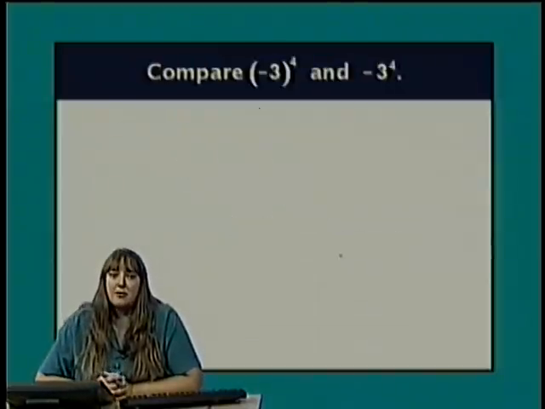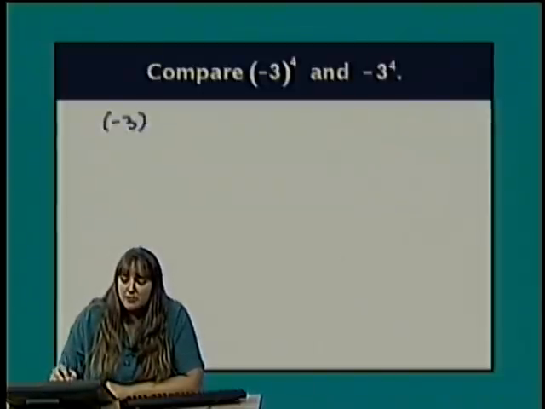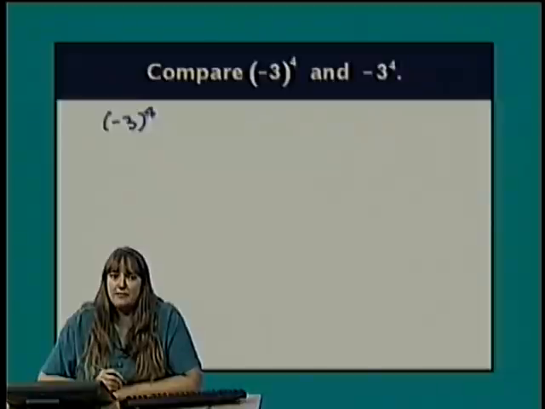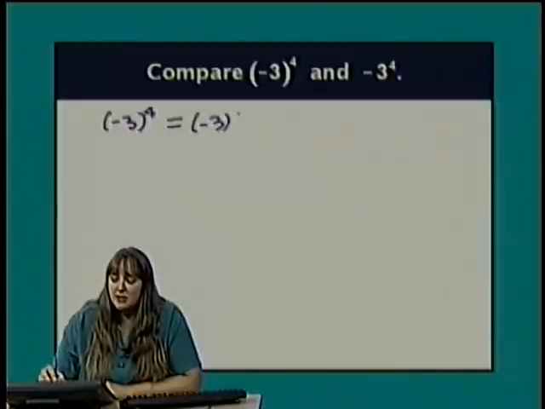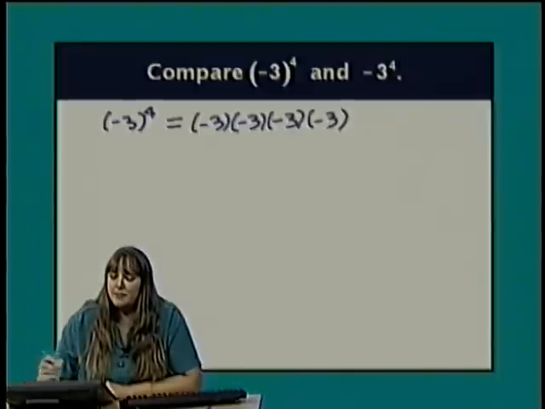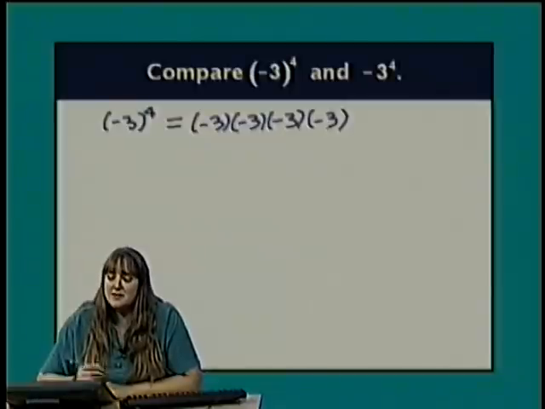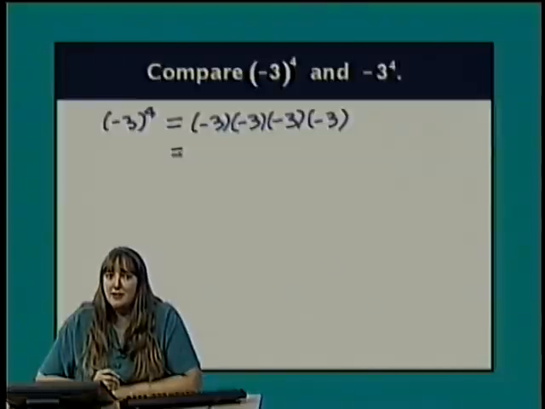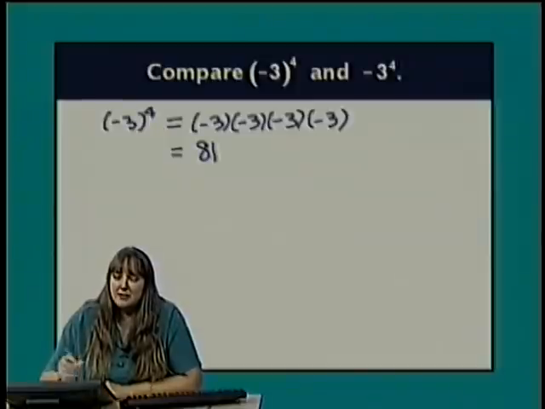Let's look at another example. What if I have -3 raised to the 4th power, where the -3 is in parentheses and the 4th power is on the outside? Now this means take my base, which is -3, and multiply it by itself 4 times. So this is -3 times -3 times -3 times -3. Now I have an even number of negative factors, so my result should be positive. And if I just multiply the 3's together, 3 times 3 is 9, times 3 is 27, times 3 is 81. So I have a positive result, and that is 81.